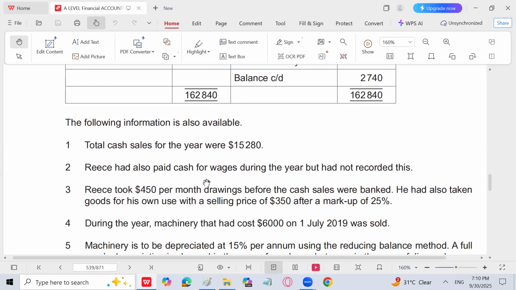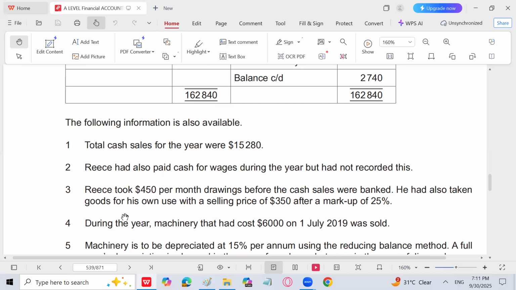Grace had also paid cash for wages during the year but had not recorded this. You paid the wages but did not record them, and we do not know the amount, so you will have to find it by taking the difference of the two sides. You will find the difference of the two sides and then you will find the wages paid in cash. She took 450 per month drawings before the cash sales were banked. That will also come on the credit side of the cash account, because before cash was banked, we have taken 450 per month drawings, 450 into 12.